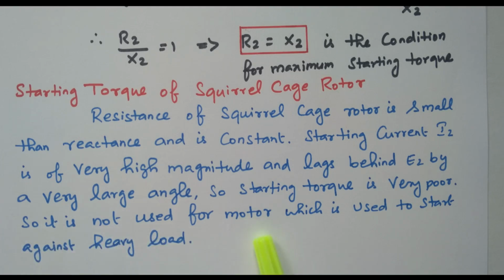So it is not used for motors which are used to start a heavy load. In case of a motor started with a heavy load, we are not using this squirrel cage rotor. Squirrel cage rotor is used only for medium load or less loaded. For heavily loaded, it is not used.